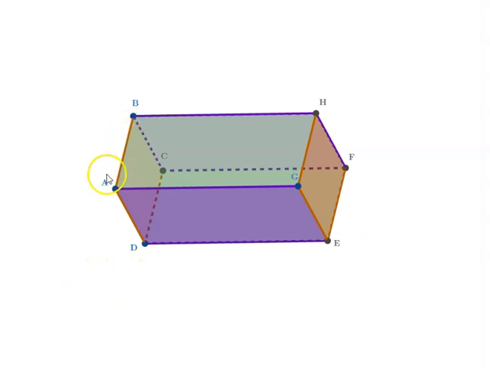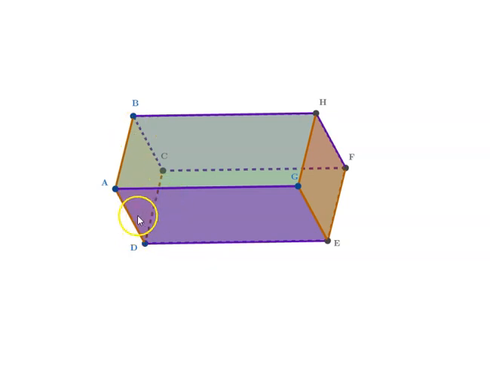Now AB is parallel to CD. Now, how do we say that they are parallel? Planes BG and CE are parallel to each other and are cut by the plane AC. So the lines of intersection AB and DC are parallel to each other. So that is how we are able to say that AB is parallel to CD.